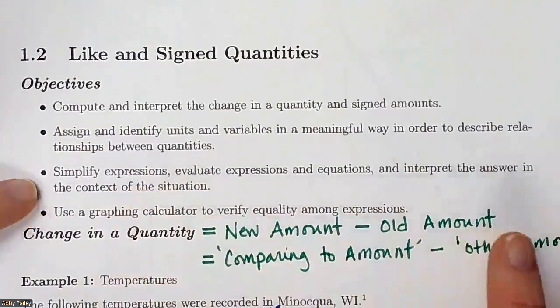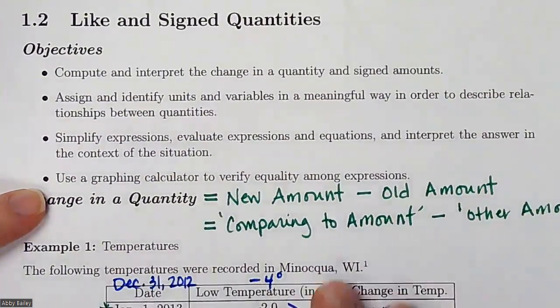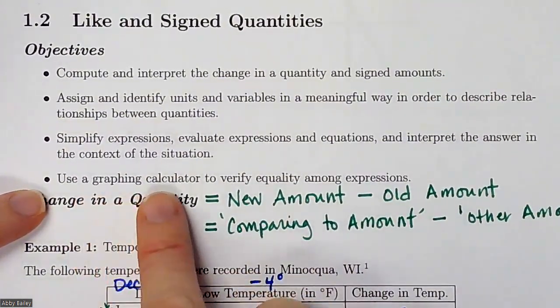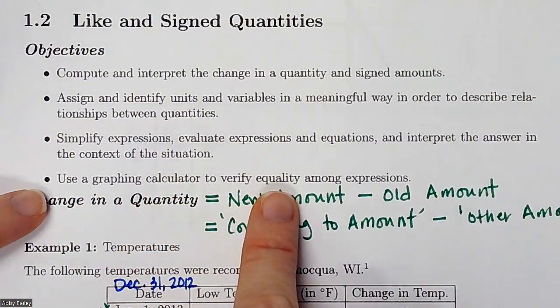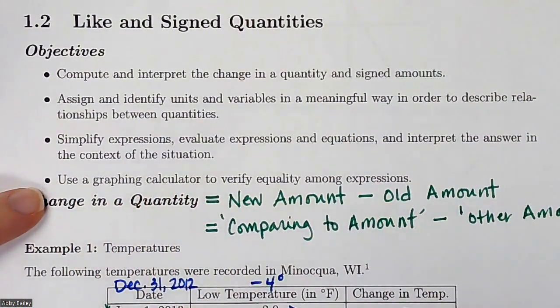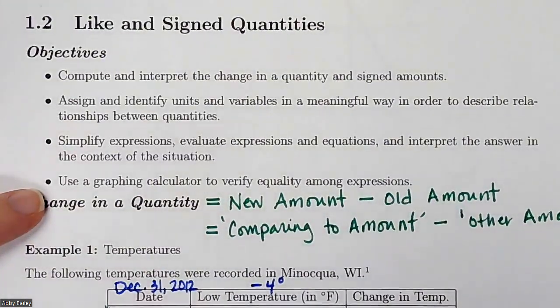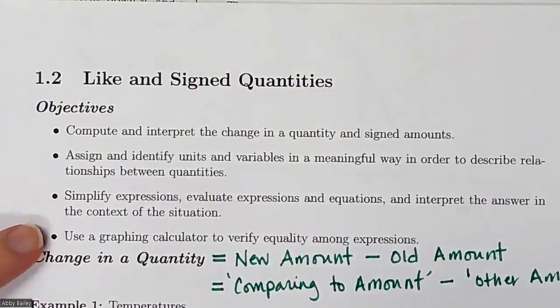And sometimes we interpret the answer in the context of what's actually happening, such as apples or temperature. And we actually even used a graphing calculator to verify equality among expressions. It's a nice check. It's reassuring that we acknowledged everything we should in the right way. All right, on to the next.